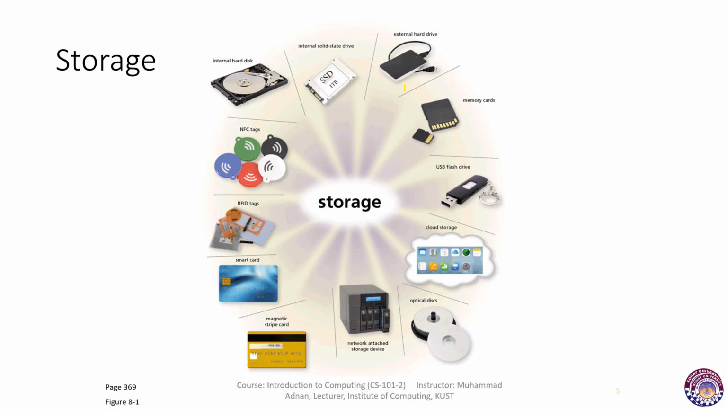So we have different types of storage device like internal solid state drives, external hard drives, memory cards that you people use in your smartphones and on your computer, USB flash drives, flash memory, cloud storage, optical disk storage, network attached storage device, magnetic strip card, smart cards, RFID tags, NFC tags, and internal hard disk. So these are the different example of storage device.